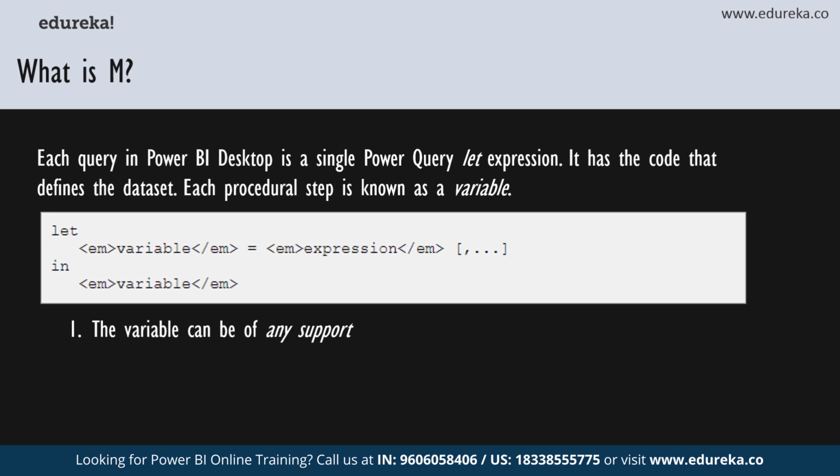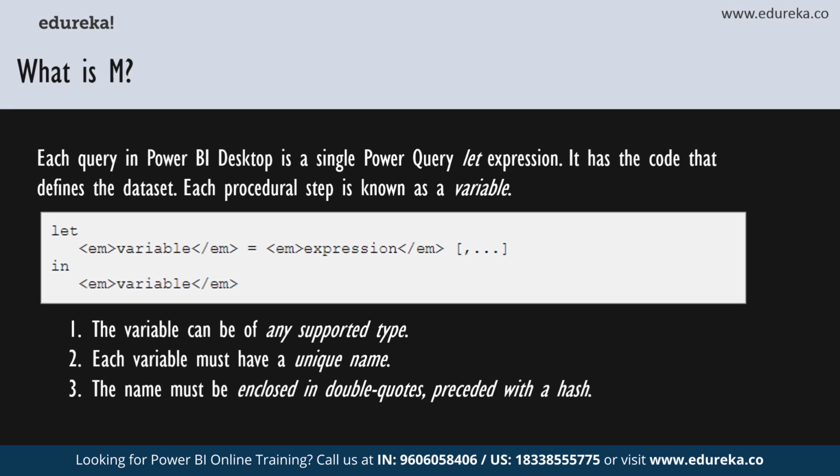Now, the variable can be of any supported Power Query type. Each variable within a let expression must have a unique name, but again, Power Query is fairly flexible about what you call it. Just make sure it makes sense and it's easy to remember for you. Now, you can include spaces in the name, but you have to enclose it within double quotes and precede it with a hashtag. That is a somewhat cumbersome naming convention and one that I particularly prefer to avoid. It's honestly a mystery to me, even now, why it is the way it is, but let's just move on.